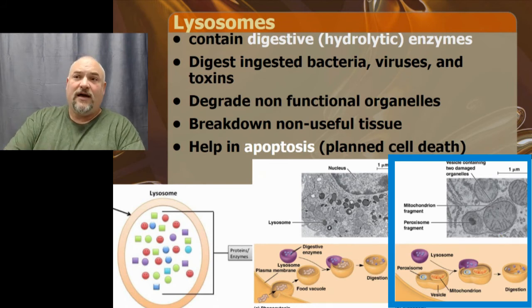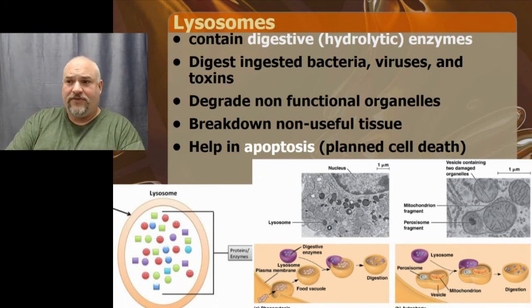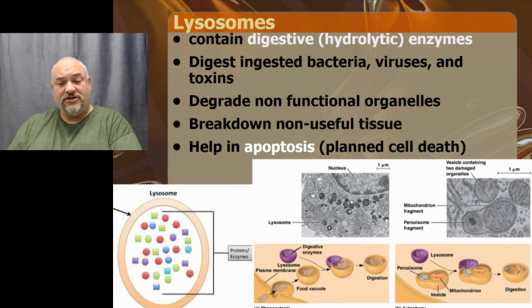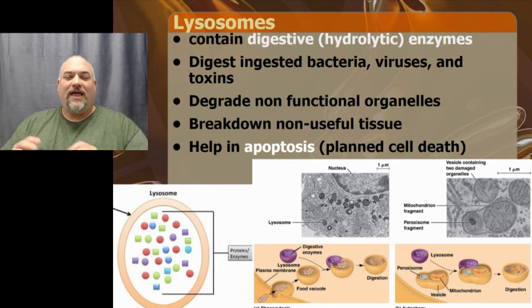And lastly, cells have a lifespan. There is a beginning, middle, and end, and towards the end, when things aren't working so well, and that cell needs to go away so we can replace it with a new, better functioning cell, cells have to go through planned death. We call it apoptosis. I cannot pronounce that word very well. Apoptosis. And lysosomes play a big role in the destruction of the old cells.